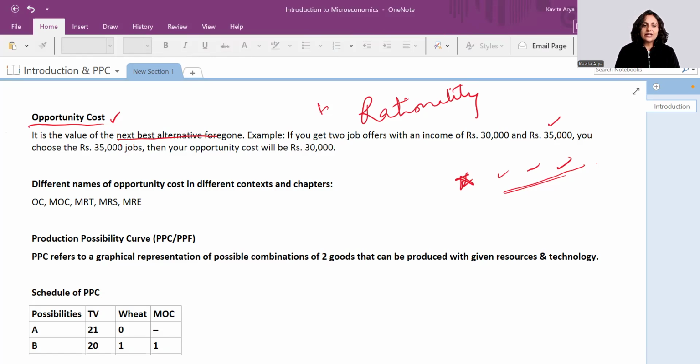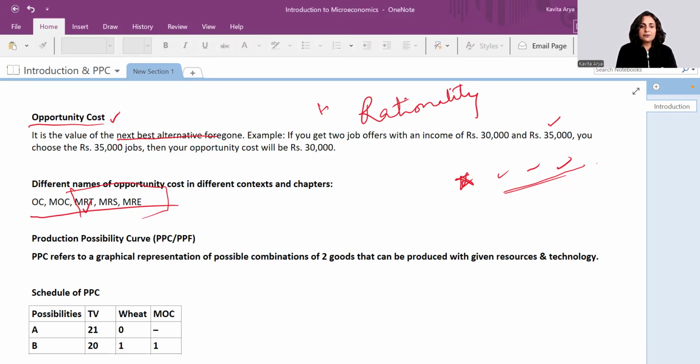So this opportunity cost has a number of names: OC, MOC, MRT, MRS, MRE. In the following chapters, you'll get to know that somewhere you're talking about marginal rate of transformation, somewhere it becomes marginal rate of substitution or marginal rate of exchange or marginal opportunity cost or opportunity cost. Actually, the rationale behind all these 5 concepts is the same. Opportunity cost is the common name, and these terms become specific as per the chapter's requirement.